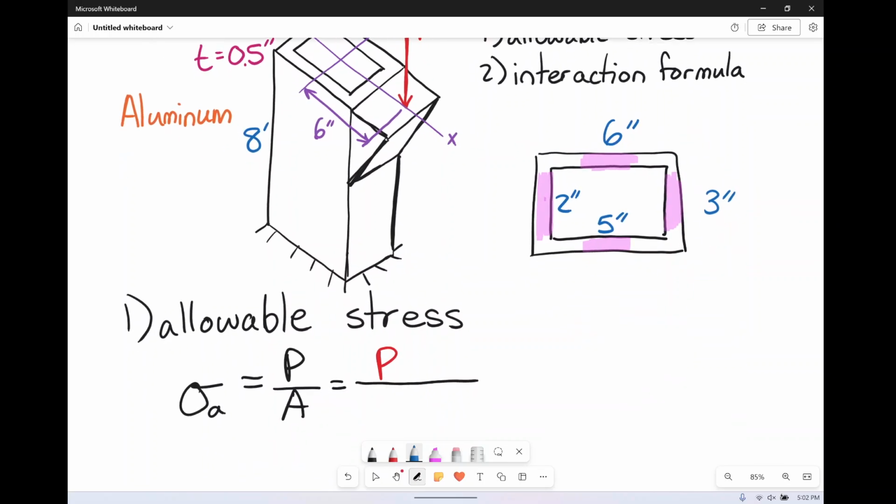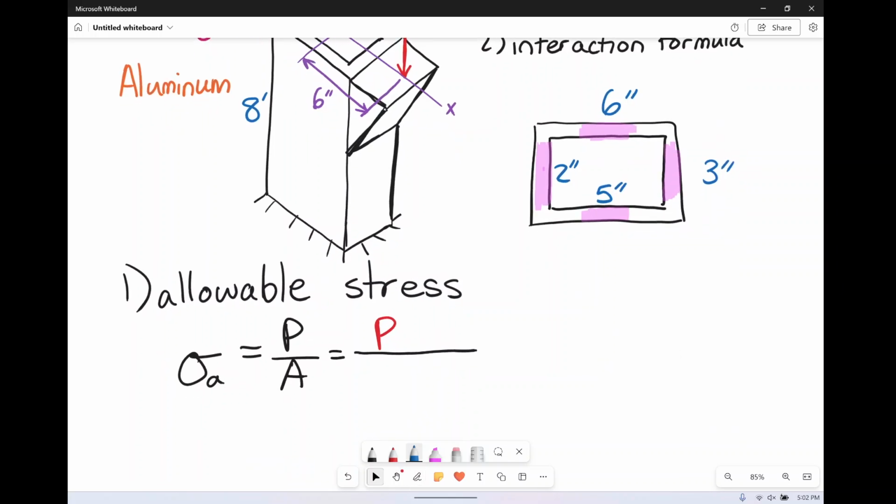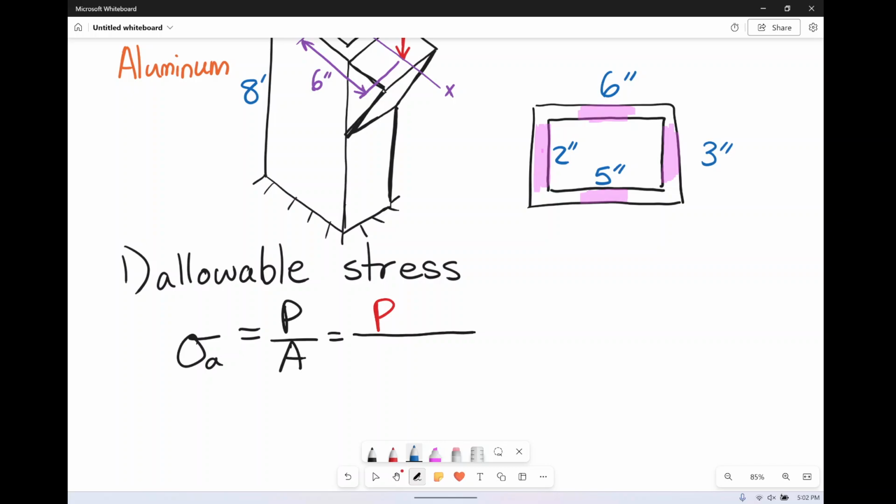So again, I need the area of the ring itself. It's not really a ring, but you get it. It's the rectangular ring. So that area is going to be 6 by 3 minus 2 by 5. And we're going to get that we have P divided by 8 inches squared.